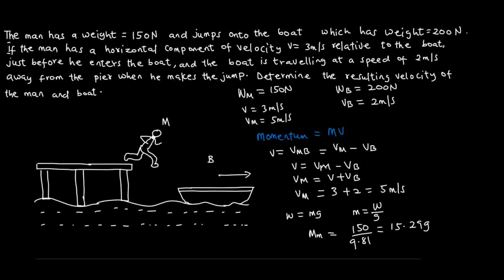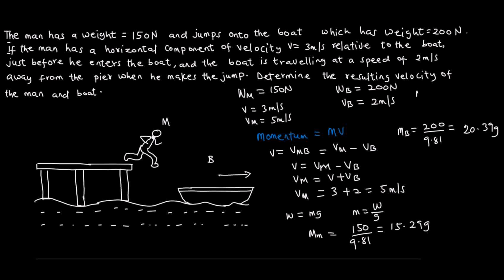And then let's calculate the mass of the boat also. So the mass of the boat will be equal to 200 Newton divided by acceleration due to gravity. Let's work that out also. So that gives me a value of 20.387. So let's make that 20.39 grams. So that's the mass of the boat. So we now have all the data that we need to answer this question.